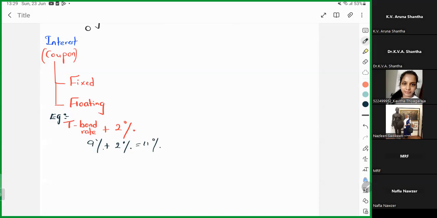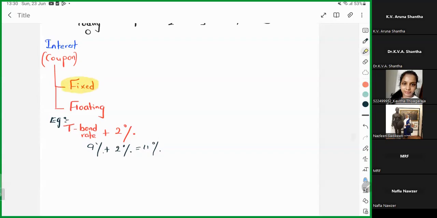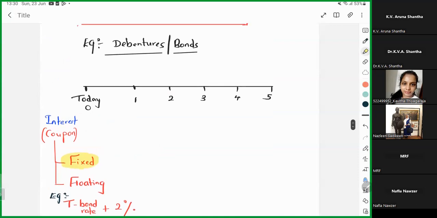Now you see the interest rate is changing. So we call it floating rate. Right. But when you study this lesson, usually we are focusing on fixed rate debentures. But practically you see floating rate debentures, right? So this is one characteristic of debentures. If you invest in debentures, you are getting interest periodically over that period.